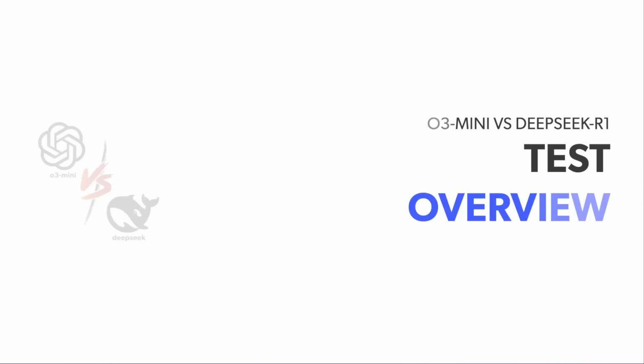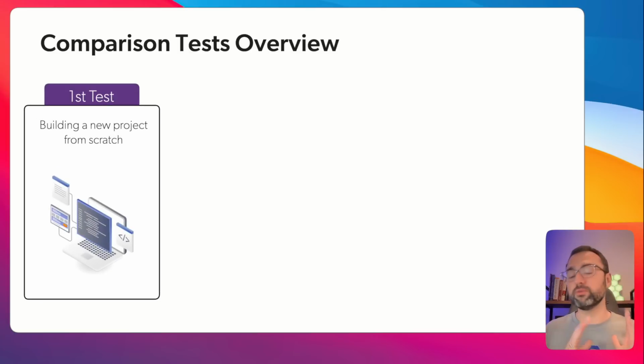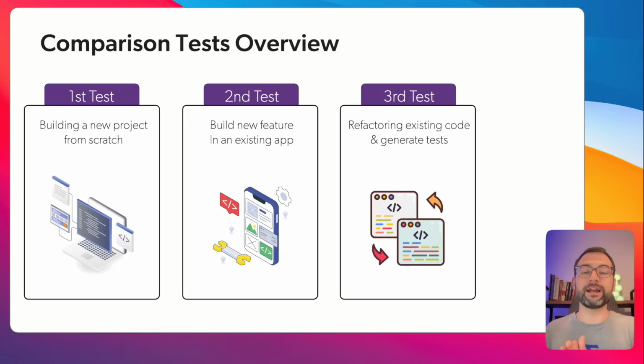All right, guys, so let's dive into testing out these models to figure out which one is the best. And as a quick reminder, we're going to be doing 3 tests, which are focused on the most common activities that developers do. The first test is about building a new project from scratch. The second test is about building a new feature in an existing application. And the third test is refactoring an existing file and generating tests for that new code.